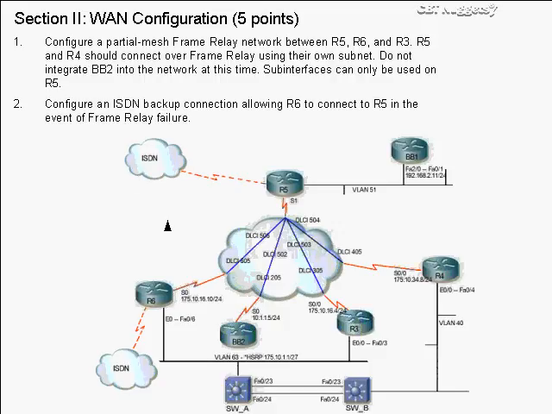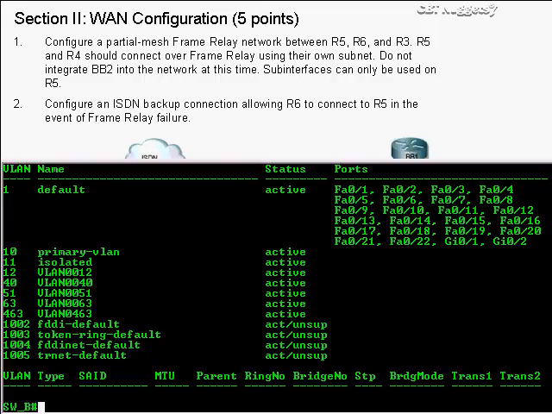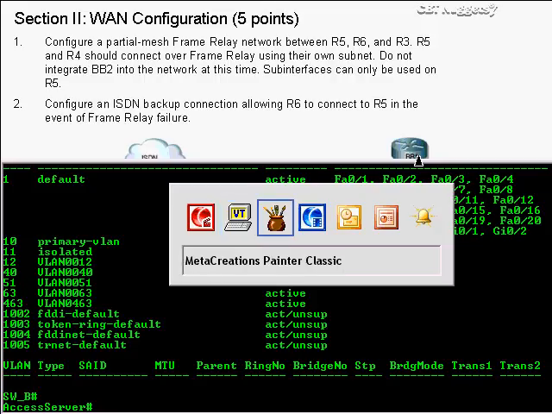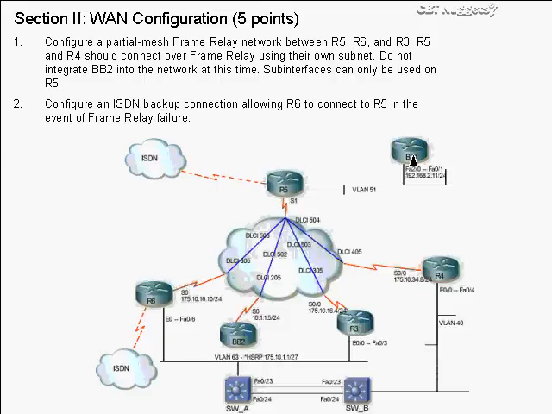From there, we configure ISDN backup on router 5 and router 6 to take over in the event of a frame relay failure. So let's make it happen. I'm going to bring up the router connection, and we're still sitting on the switch. So let's hop on up and flip back to topology. Let's start with router 5. Router 5 is the hub, so let's get it going so as we connect all the rest of them, we'll see those connections become active.